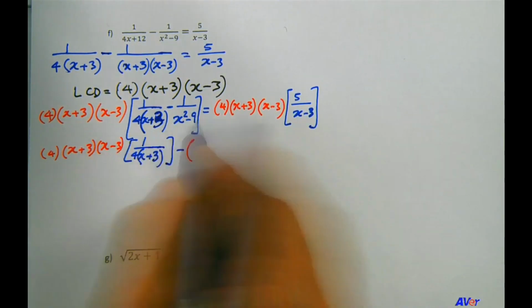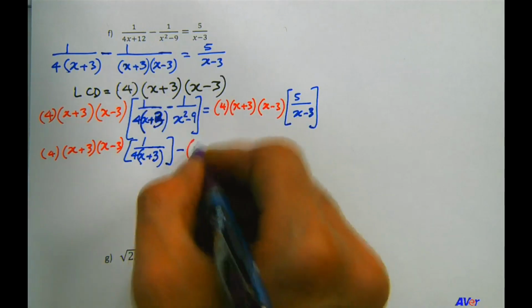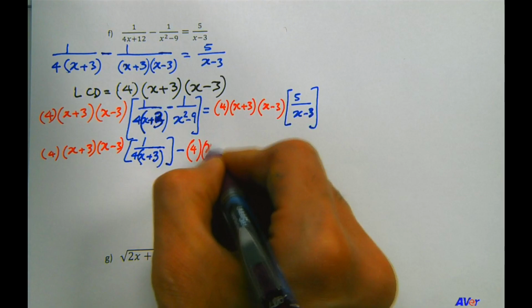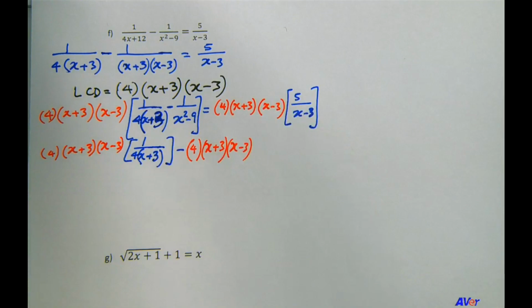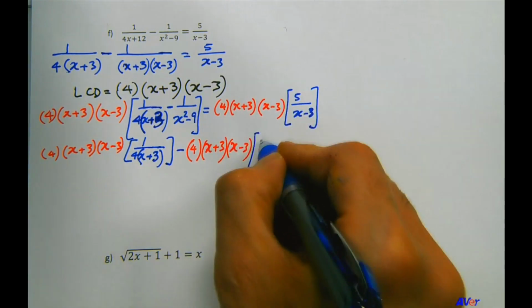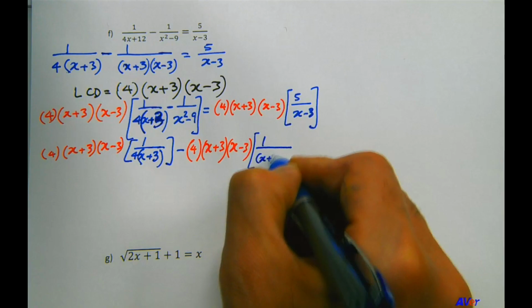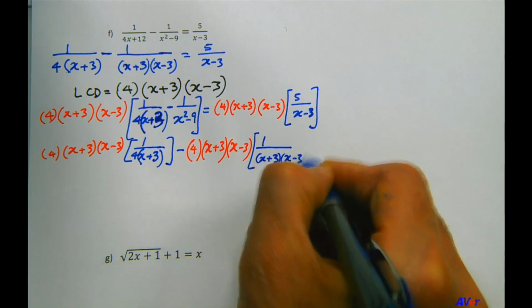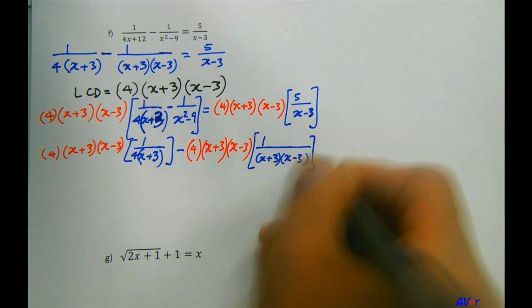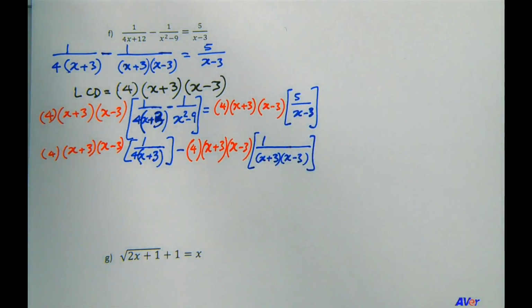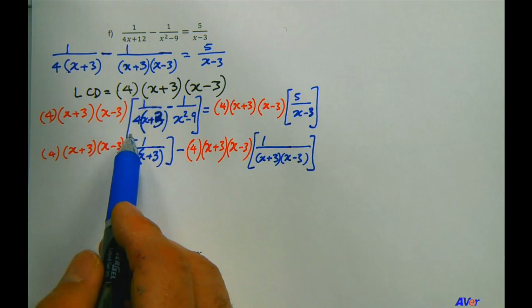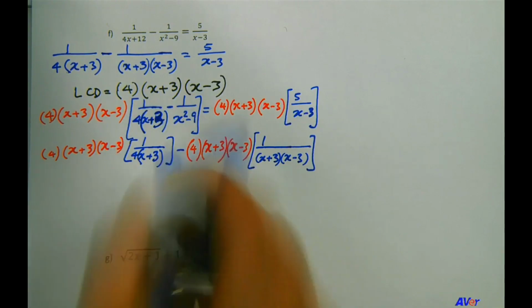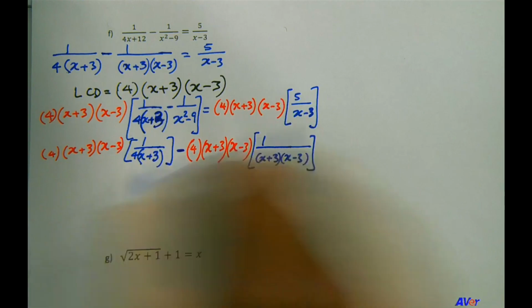Minus, distribute all of this again to the second fraction. And I'm going to write it with factored denominator. So 4 times x plus 3 times x minus 3 times 1 over x plus 3 times x minus 3. Again, my apologies for writing so small. I'm trying to save space. Okay, so now we've distributed all of this into the first fraction and then into the second fraction. That's what it is, with the minus in between, right?